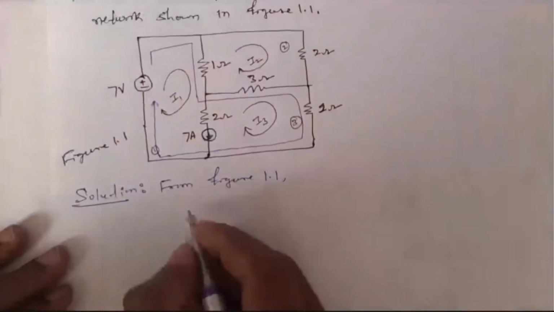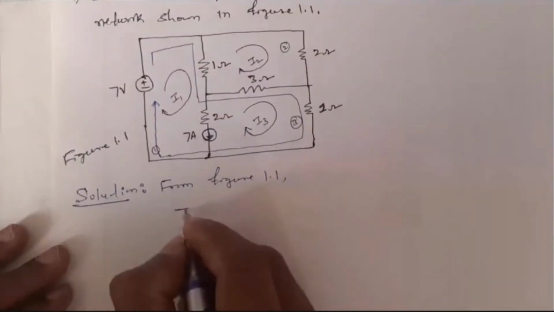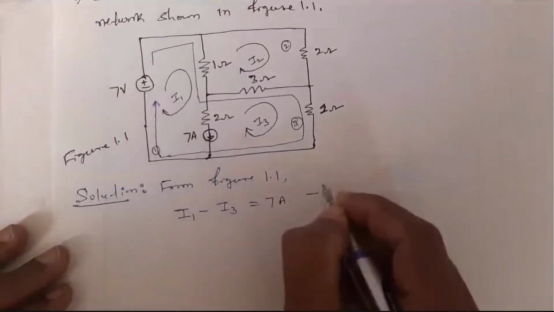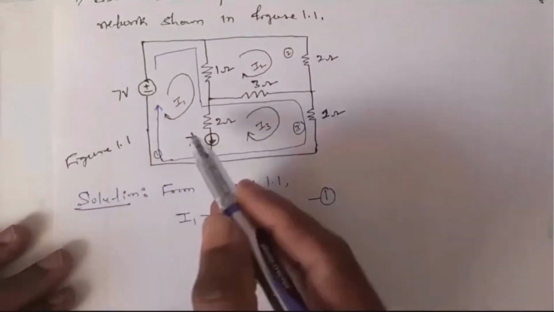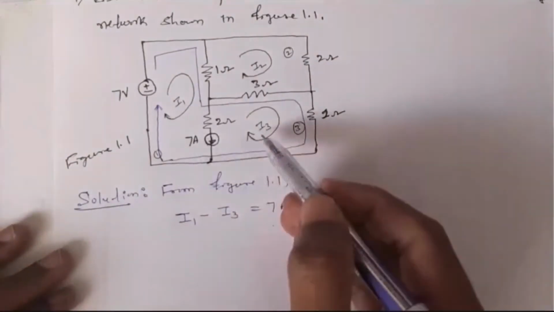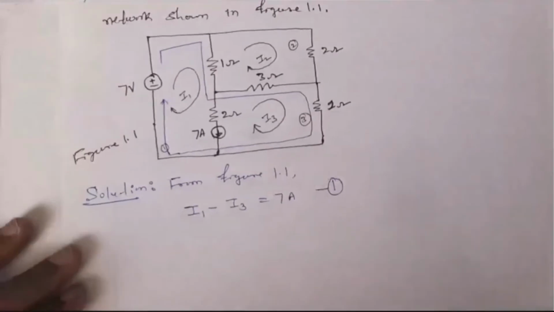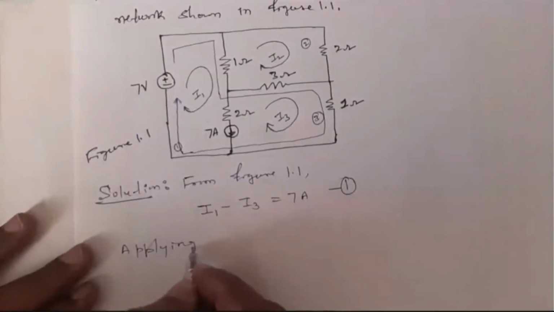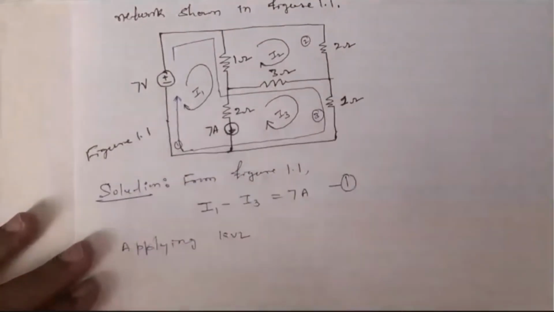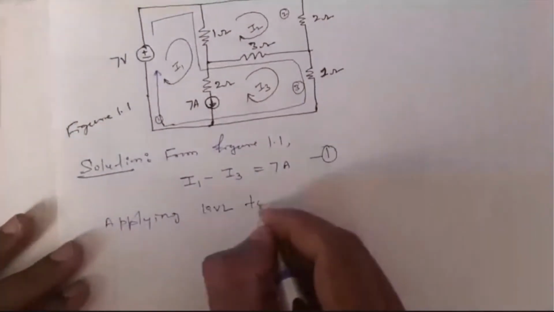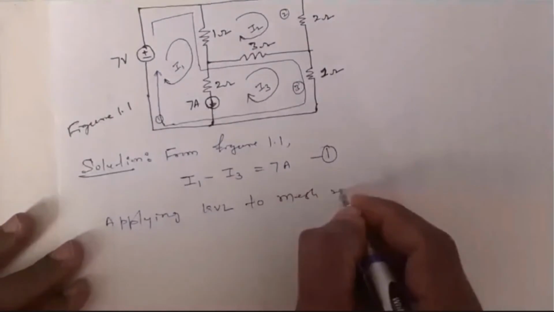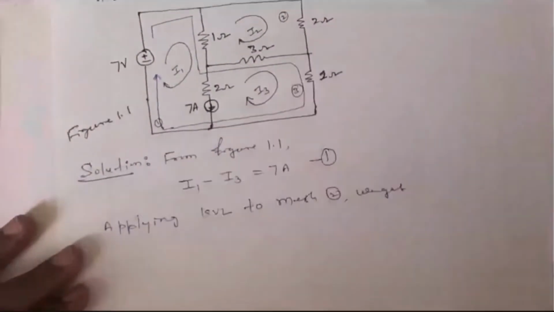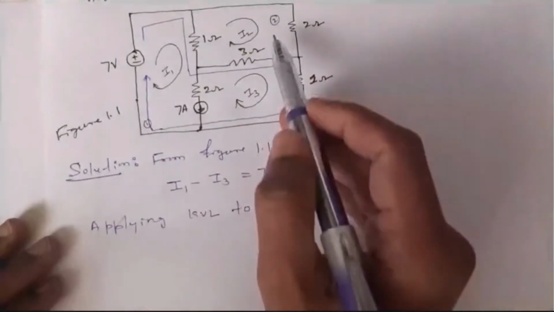So I can write I1 minus I3 is equal to 7 ampere. I call this equation number 1. See, I1 minus I3 is equal to 7 ampere. And later, I'm going to apply KVL. Okay, so applying KVL to mesh 2, we get, dear students, this is mesh 2.